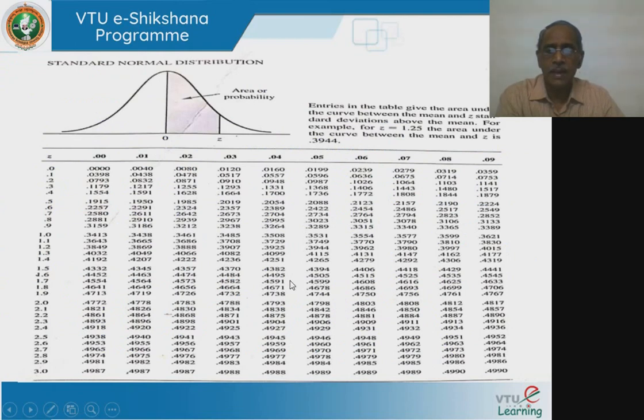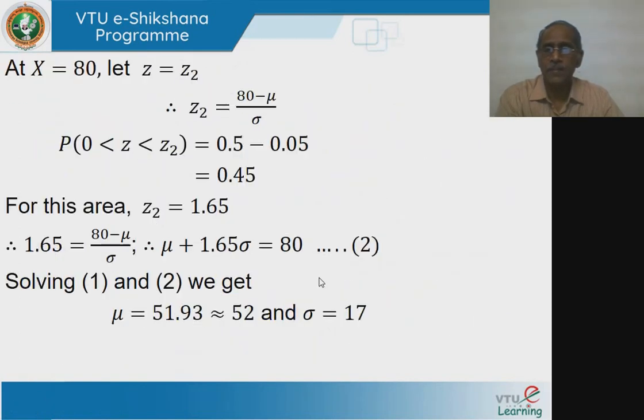0.45. Okay, this is 0.44, 0.45 is 1.65. The value of z2 is 1.65. Substitute the value of z2 here: 1.65 is equal to (80 minus mu) by sigma. Simplifying, we get mu plus 1.65 sigma is equal to 80. Call this equation number 2.